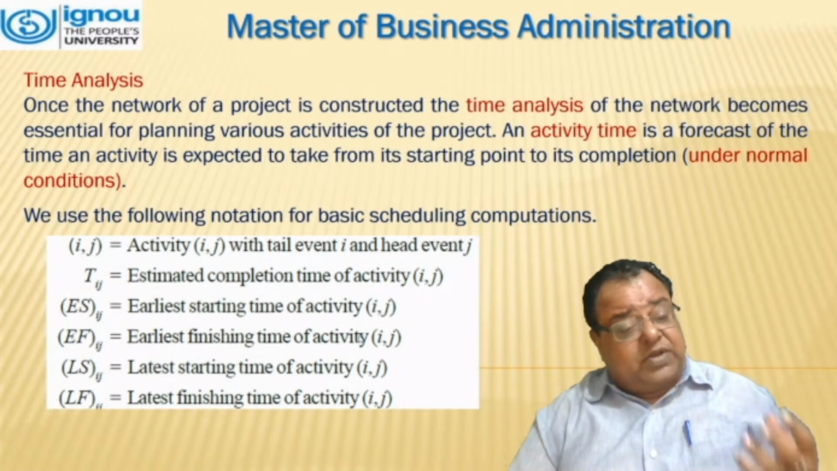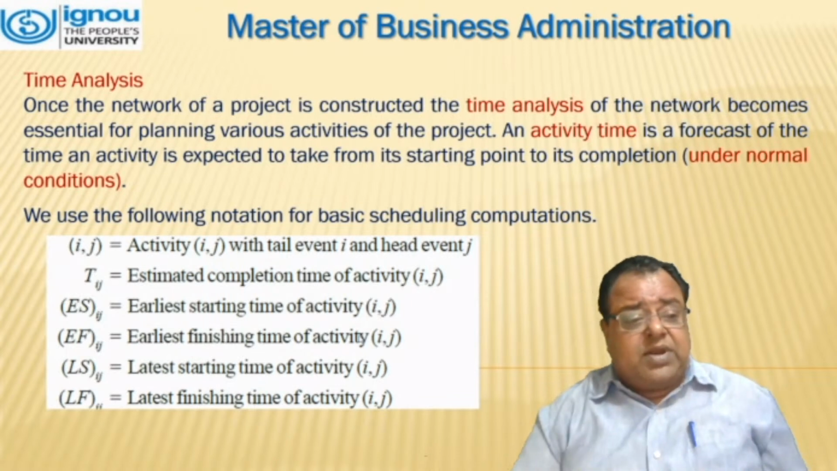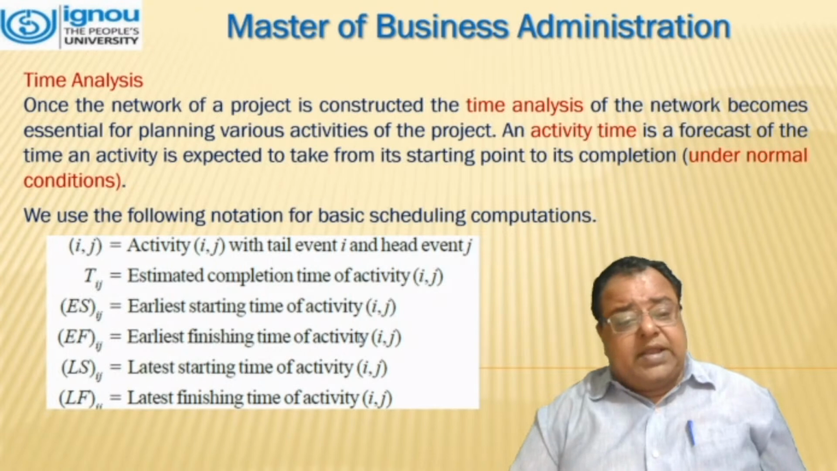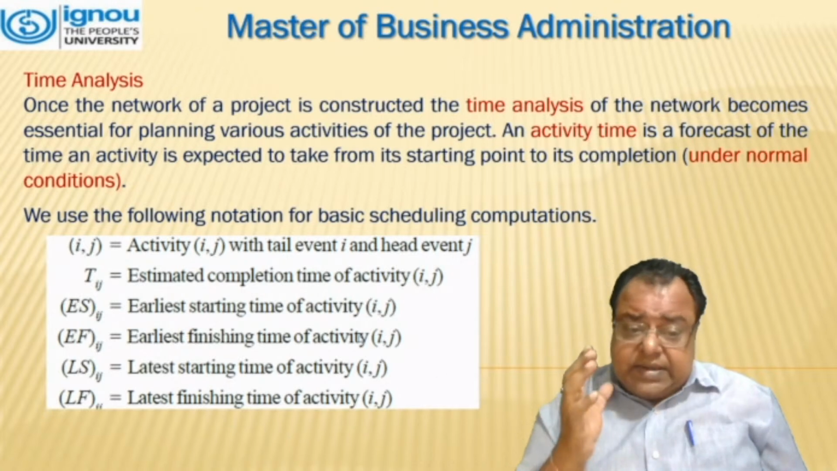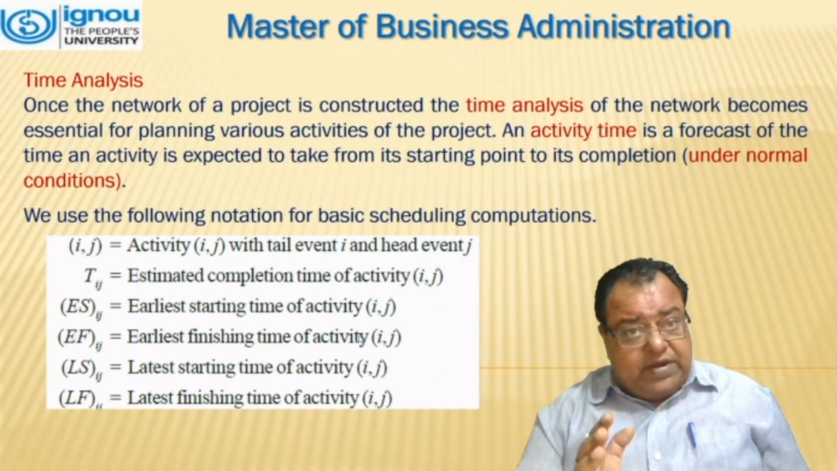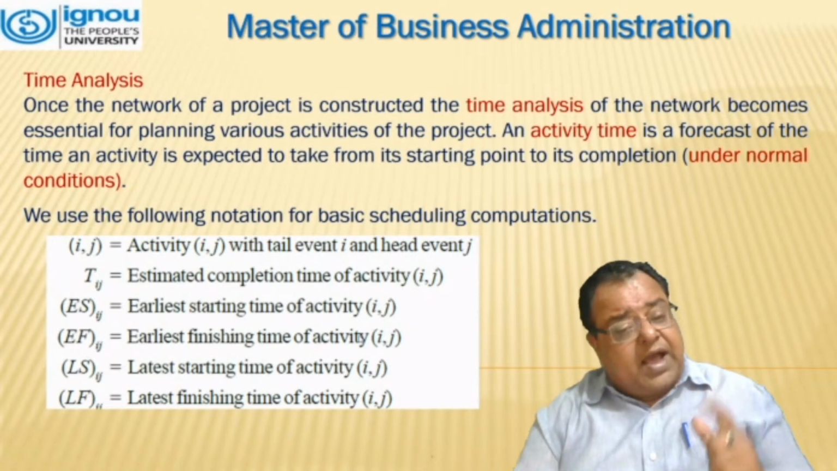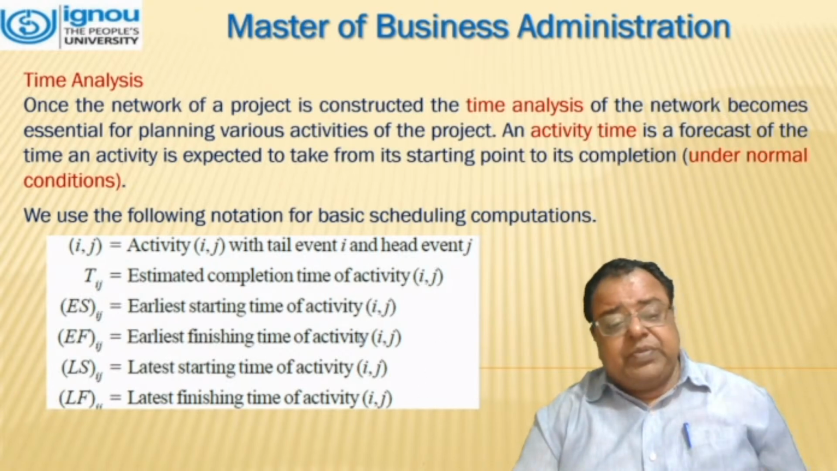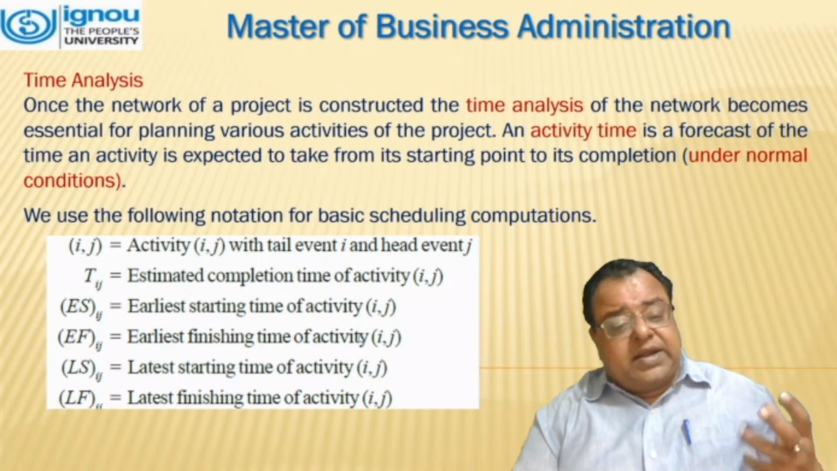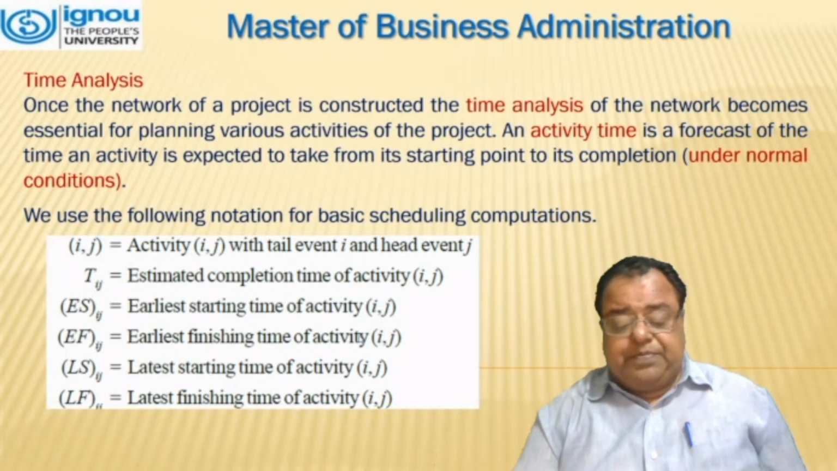So we should know different notations. These are required for the basic scheduling computation. Within brackets, (i, j) is an activity with tail event i and head event j. Tij is the estimated completion time of the activity (i, j). ES is the earliest starting time of the activity (i, j). EF is the earliest finishing time of the activity (i, j). LS is the latest starting time of the activity (i, j). And the last, LF, is the latest finishing time of activity (i, j).